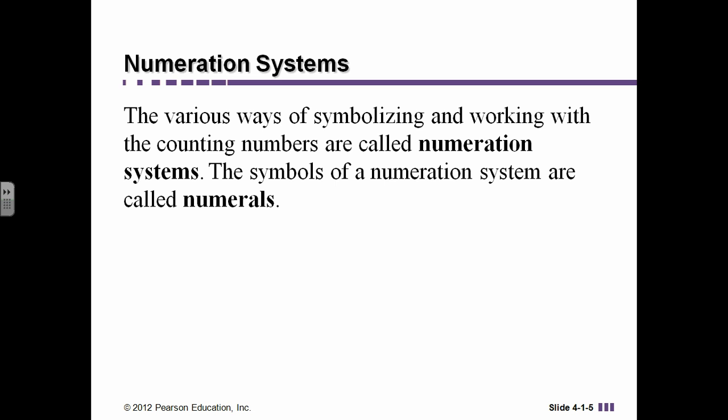So the various ways of symbolizing and working with numbers is called numeration. And then the symbols that we use are called the numerals. So in the Hindu-Arabic system, they use the numerals 0, 1, 2, 3, 4, 5, 6, 7, 8, 9. But before that had evolved, there were other systems. For example, the Roman numeral system, which uses X and V and I. And some of the other systems used other symbols that aren't as familiar. So that's what we're talking about with the numeration systems.